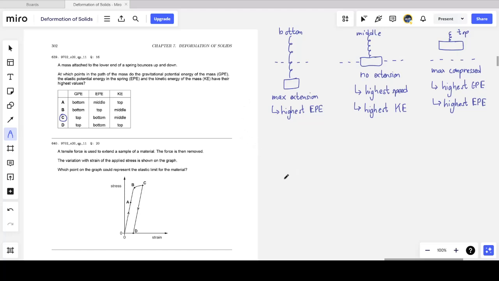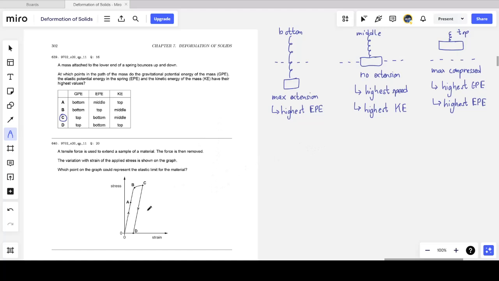Now 640 says, again, this is from summer 2020, question paper 1, variant 1, it's question 20 from that paper. It says a tensile force is used to extend a sample of a material. The force is then removed, and the variation with the strain of the applied stress is shown on the graph. Which point on the graph could represent the elastic limit for the material?